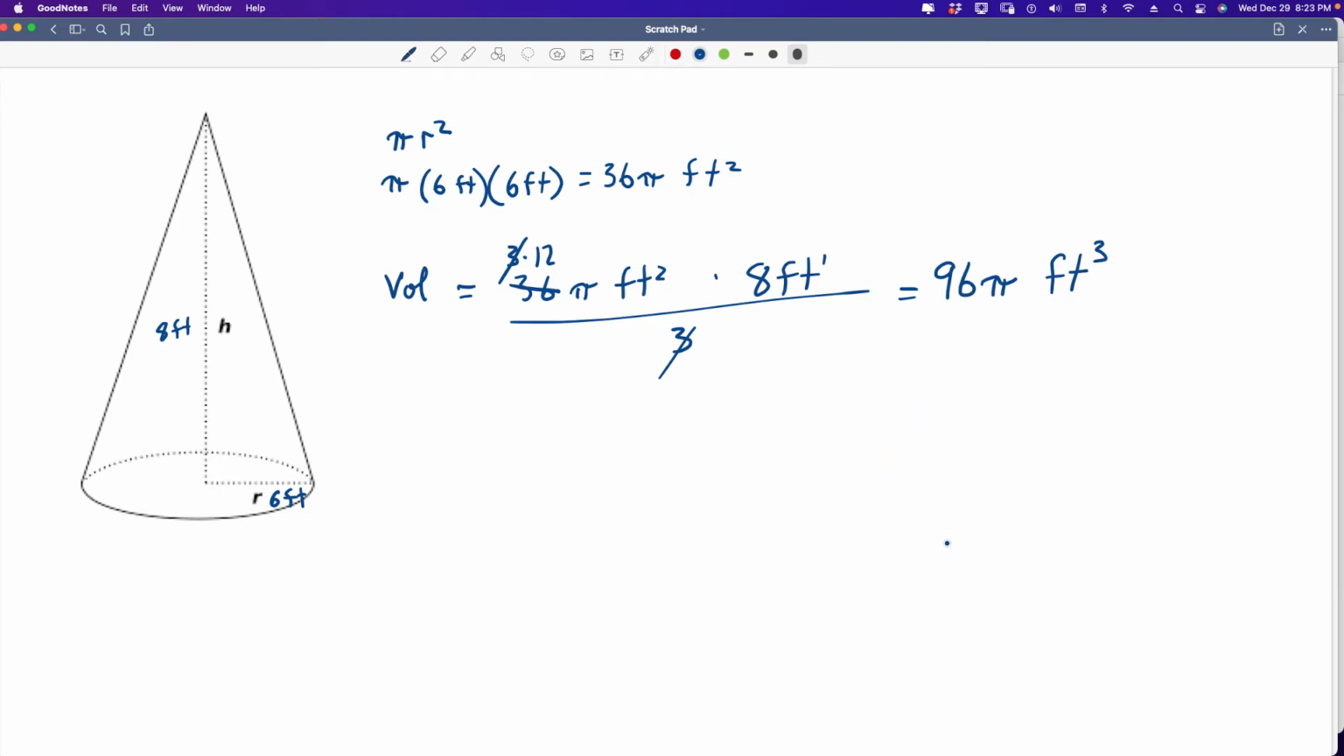All right. Pretty awesome. So that's how you do the volume of a pyramid and a cone. So now let's talk about doing the surface area. So let's clear the page.